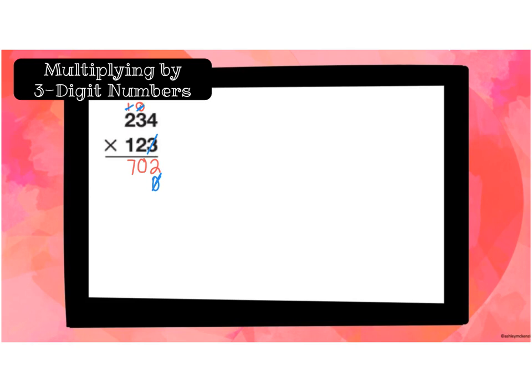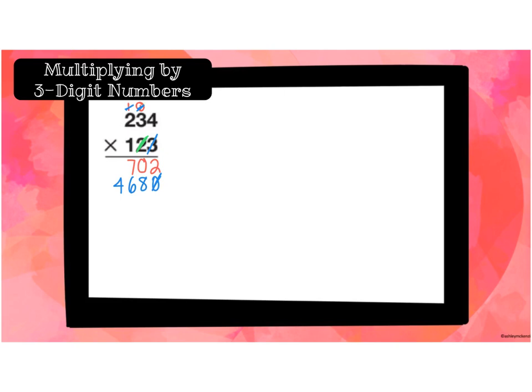So now I can take my 2 and multiply it times the 4, the 3, and the 2. So 2 times 4 is 8. 2 times 3 is 6, and 2 times 2 is 4. Now I'm going to switch colors again, and mark out the 2 because I'm done distributing that 2 to all of my top numbers.